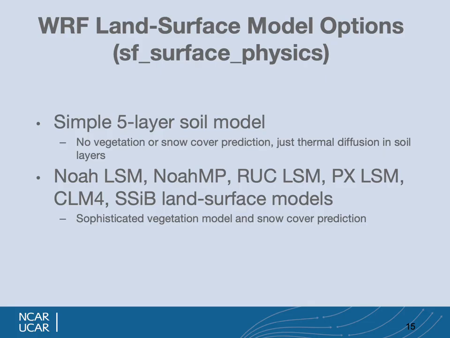So now we come to the land surface models. These are given by the sf_surface_physics switch in the namelist. We have the simple 5-layer soil model that's not used much except for idealized cases. Most of our usage is with a full land model. So we have the Noah LSM, Noah-MP, which is the newer version that's currently being developed, the RUC LSM, the Pleim-Xiu, CLM4, which is from the climate model, and SSiB, which is also a climate model land surface model.